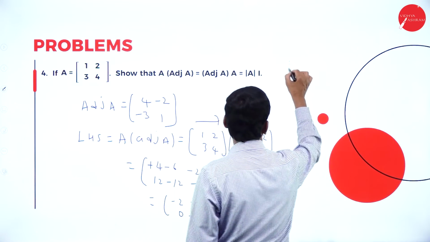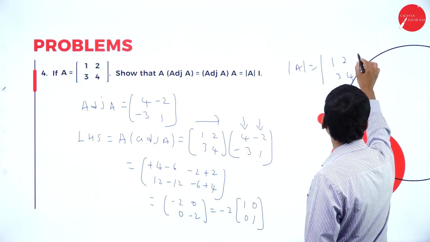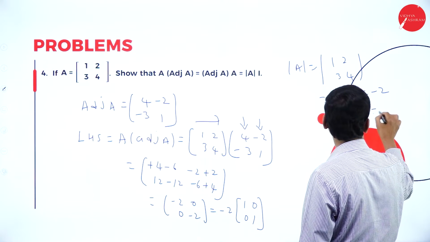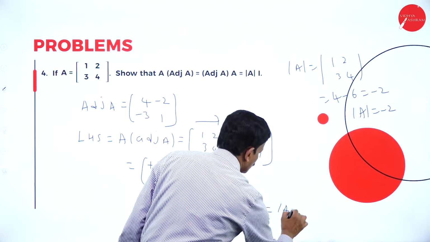Now what is the determinant of A? It is 1, 2, 3, 4. So 4 ones are 4, minus 6 is minus 2. The determinant of A is minus 2. So you can write this minus 2 as determinant of A into I.